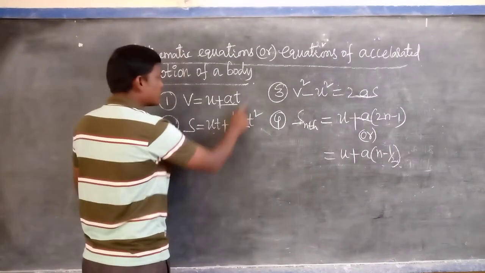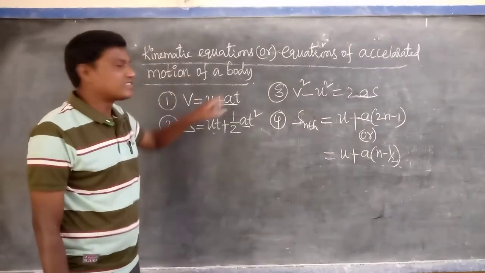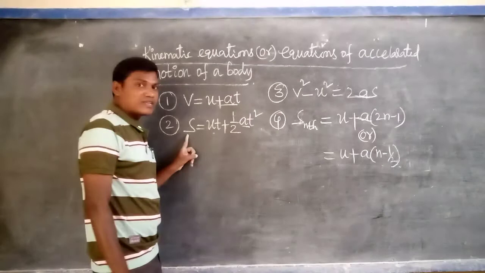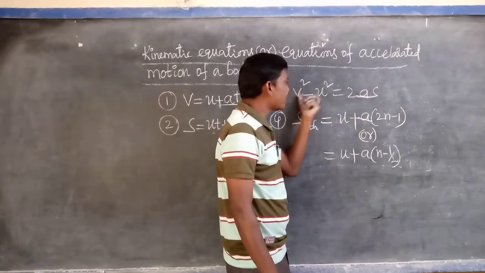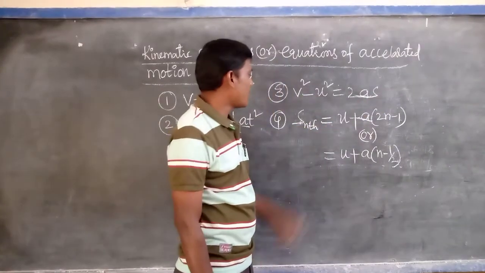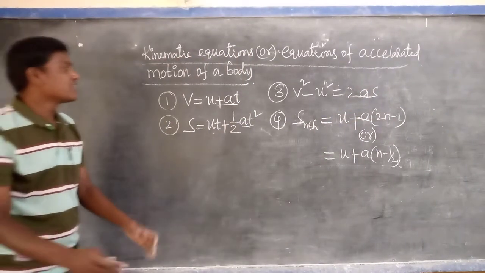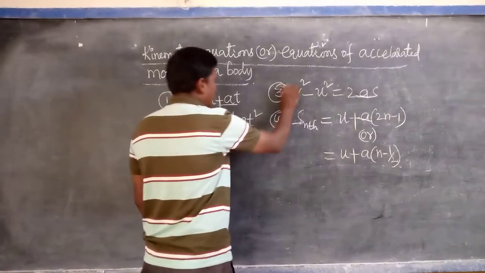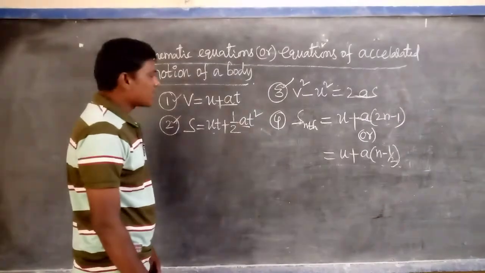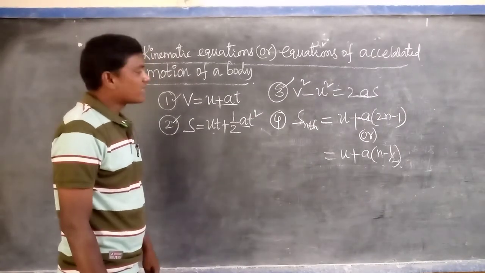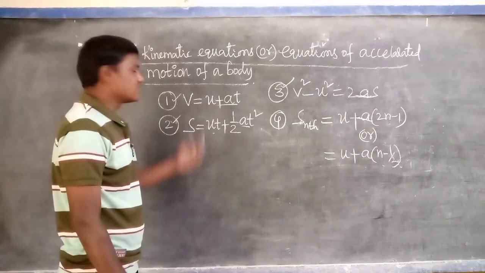Mainly, the first equation gives the relation between the velocity of a body and time. The second one is the displacement of a body covered with respect to time. The third one is the velocity of a body with respect to displacement. And the last one gives how much distance the body travels in the nth second. But in 9th standard we discuss the first three only. The fourth is in the intermediate level, in the kinematics chapter. But I will explain how we can prove S of n equals u plus a into (n minus 1 by 2).